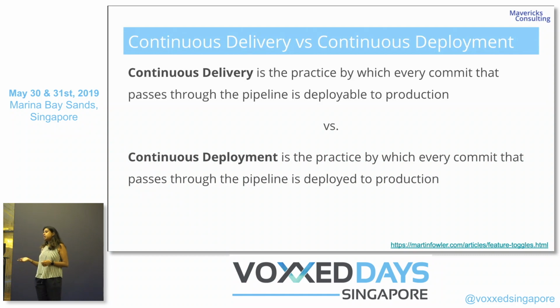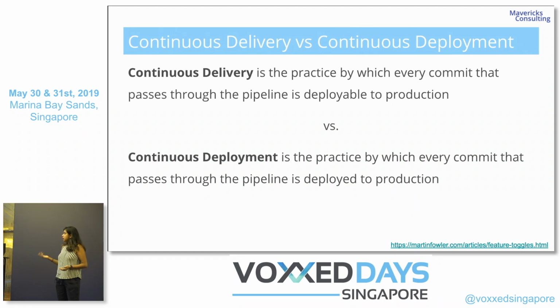Versus continuous deployment, where the practice is that every commit that passes through the pipeline is deployed to production. So completely no manual intervention, no clicking of buttons, no hand rolling of production deployments. Everything gets pushed to production the moment it passes your tests.